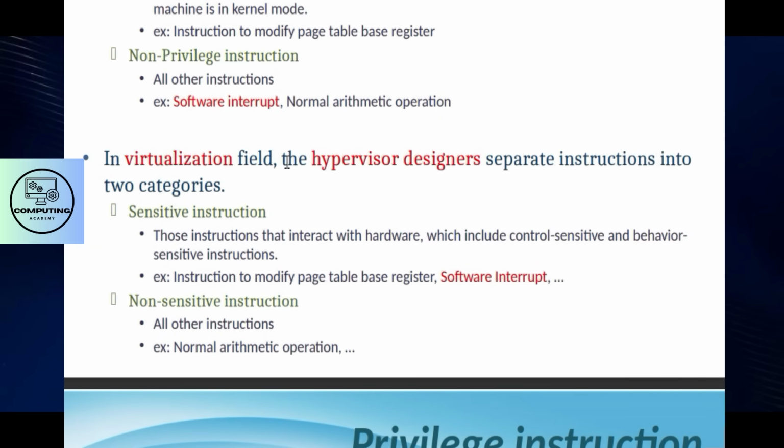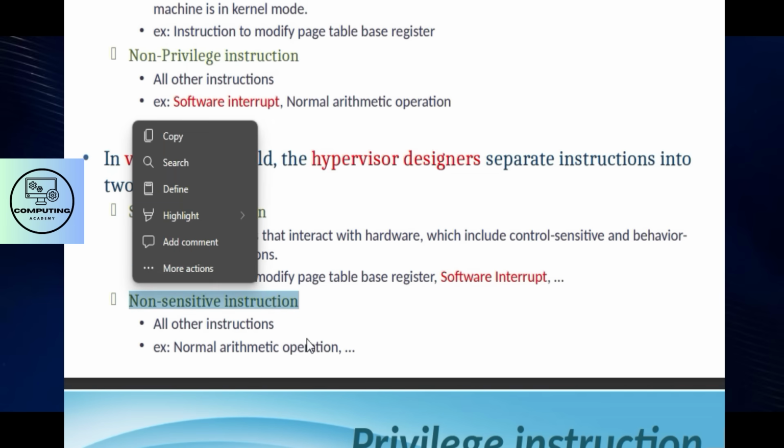In the virtualization field, the hypervisor designers separate instructions into two categories. In the previous video, I talked about the hypervisor in detail. So if you want to know about hypervisors, you have to watch my previous video for detailed information on it. Now let's have a look at the two categories which hypervisor designers separate instructions into. These two categories include sensitive instruction, and the second one is non-sensitive instruction. Now let's talk about these two categories in detail.